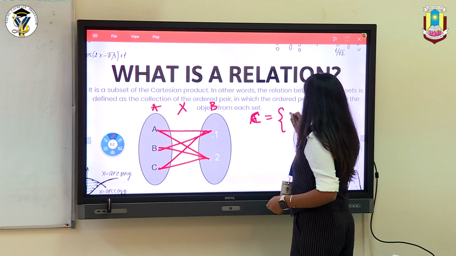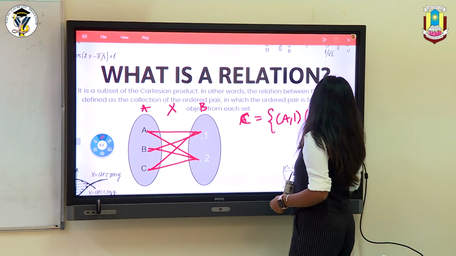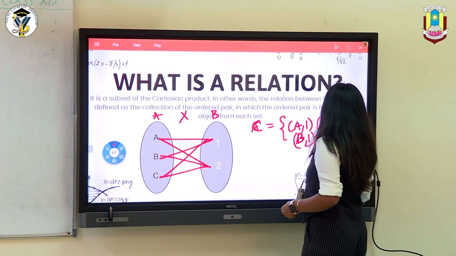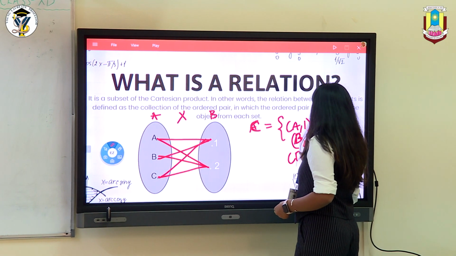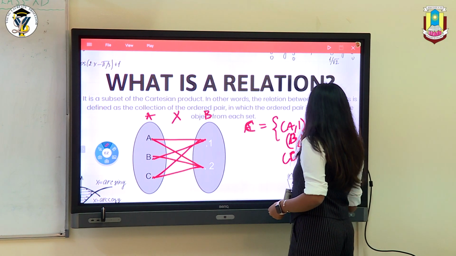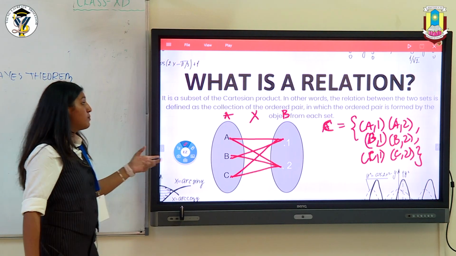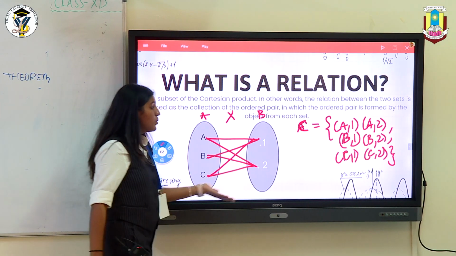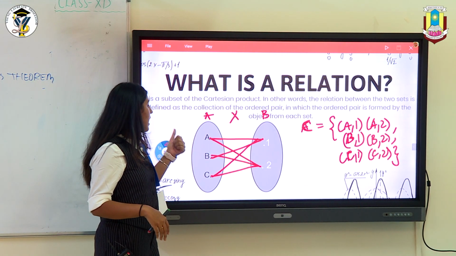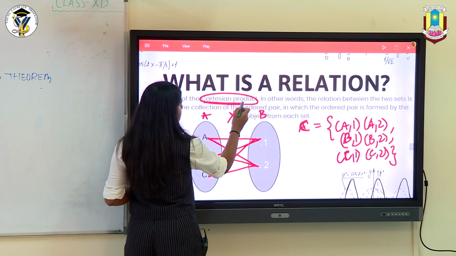Set C is A1, A2, B1, B2, C1 and C2. This is a Cartesian product. Cartesian product is basically the multiplication of two sets, which gives you another set containing x, y elements such that x and y are elements from A and B respectively. That gives you an idea of what is a Cartesian product.